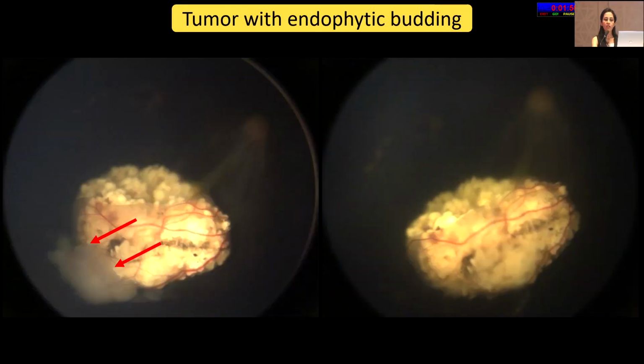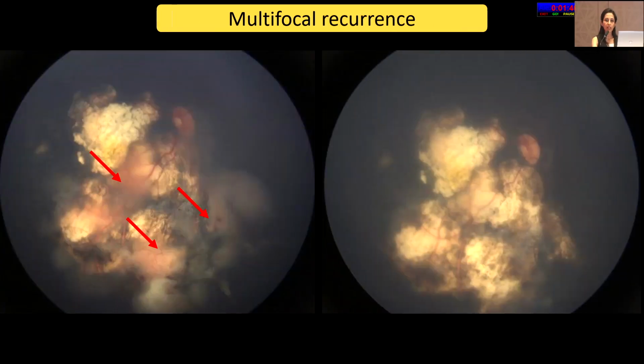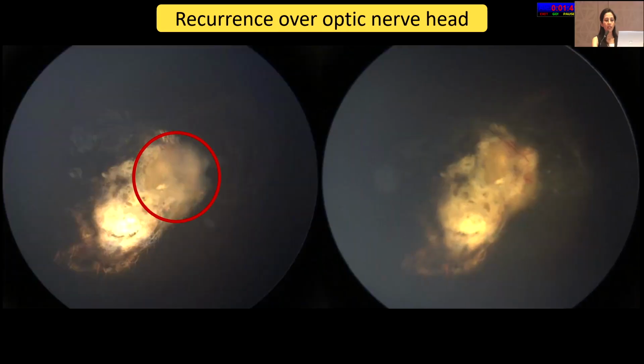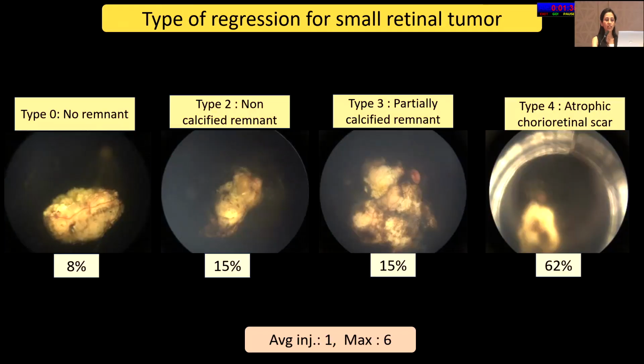Trial of IVT was also given to cases with endophytic budding type of recurrences, cases with multifocal recurrences, and cases with juxtapapillary tumor recurrence or optic nerve head tumor where TTT is unfavorable, and showed satisfactory outcomes with complete regression in all. This is the regression pattern observed, and 62% regressed with a flat scar with an average of 1 injection.